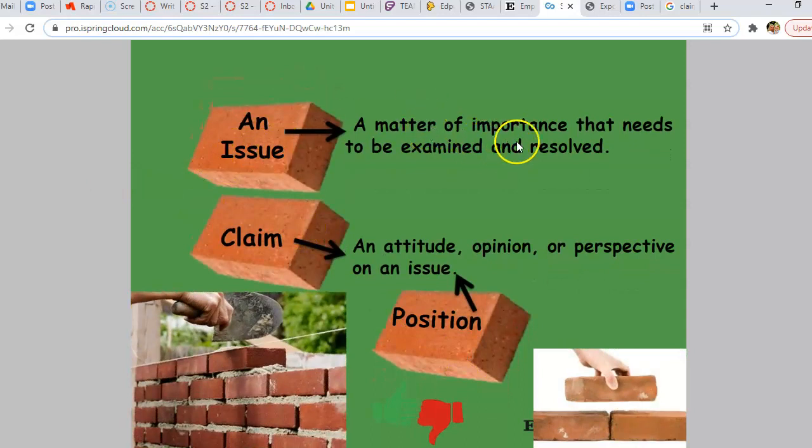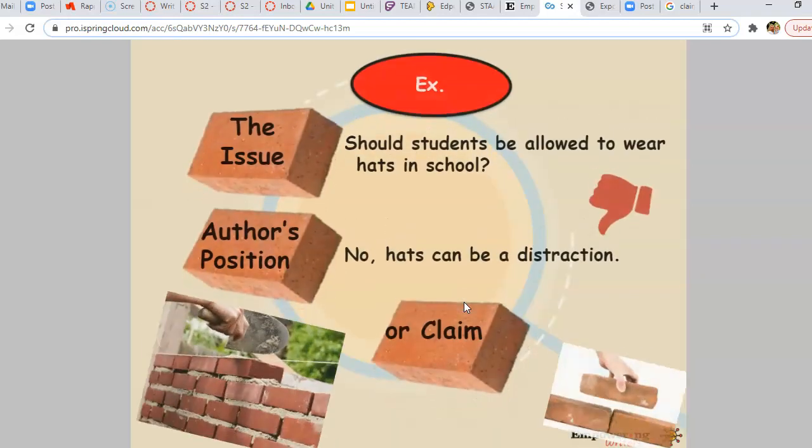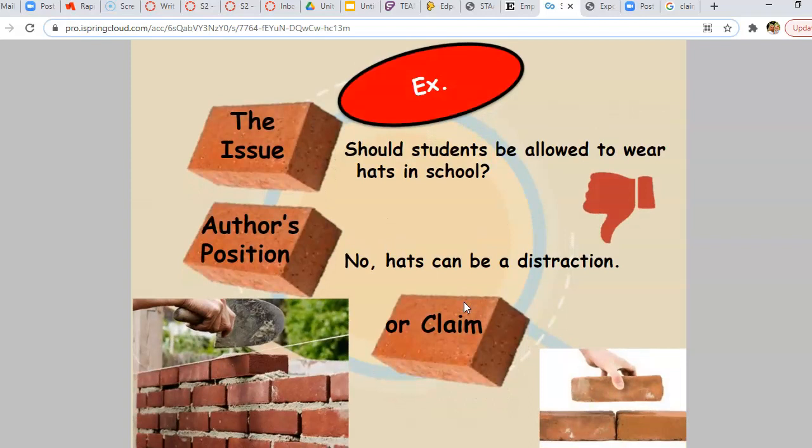So an issue is a matter of importance that needs to be examined and resolved. So if we're thinking narratively, it's the problem. The claim is your attitude or opinion or perspective on an issue. And then from your claim, you're choosing your position in this issue. So for example, if the issue was, should students be allowed to wear hats in school? One author's position might be, no, hats can be a distraction. And remember, we call that author's position also a claim.